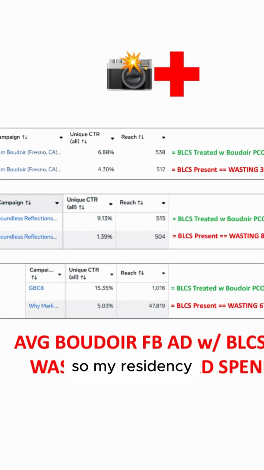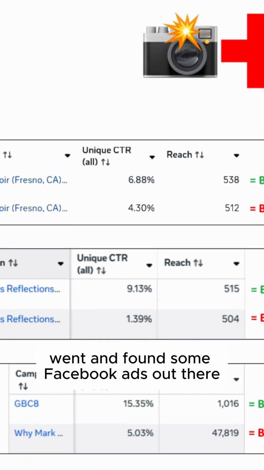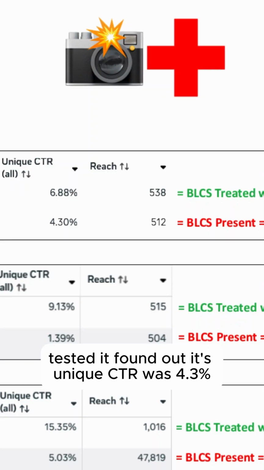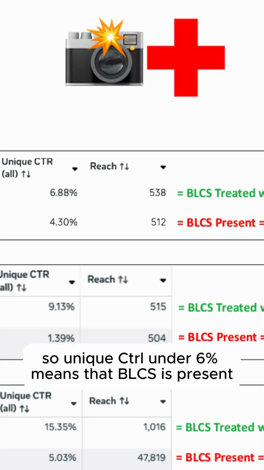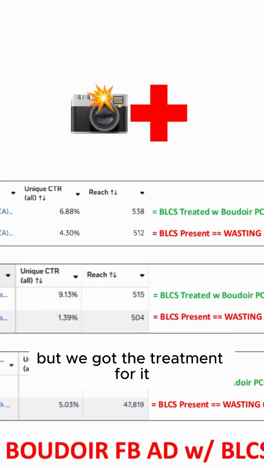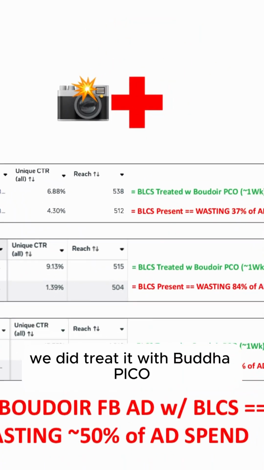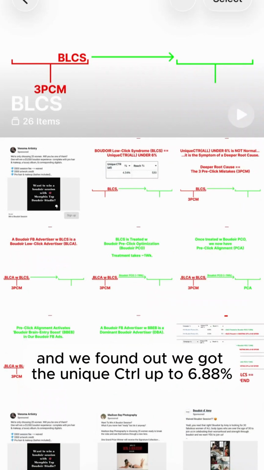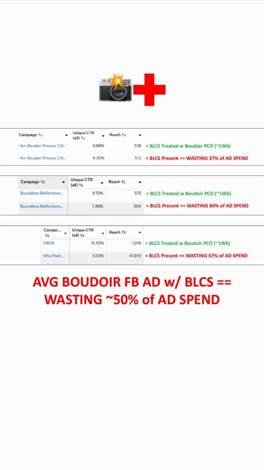So my residency went and found some Boudoir Facebook ads out there. Brought the first one back to the hospital, tested it, found out its unique CTR is 4.3%. So unique CTR under 6% means that BLCS is present, Boudoir low click syndrome. But we got the treatment for it. We did treat it with Boudoir Pico, it takes about a week. And we got the unique CTR up to 6.88%.